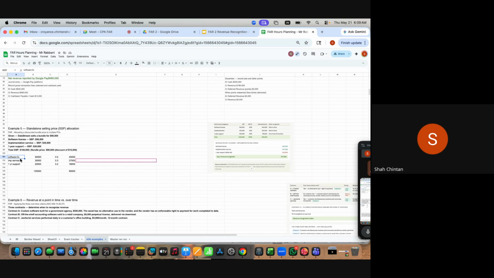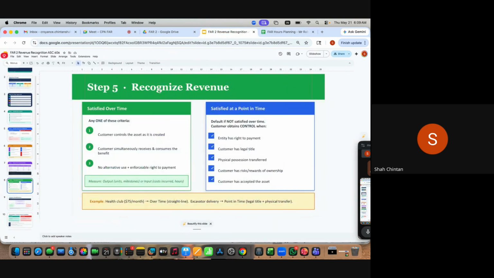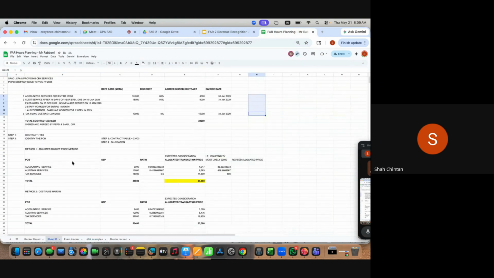ठीक है, I think mathematics are okay. All clear with step number 4, allocation of transaction price. Okay, now our final step, step number 5, is how you recognize the revenue for each performance obligation. So let's carry on this example and let's carry on the method number 1 only. So I'm just removing method number 2 and 3.